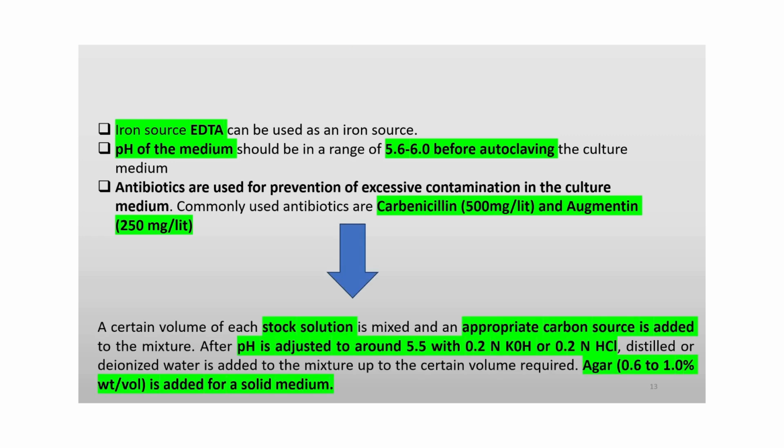And next, a certain volume of each stock solution is mixed and an appropriate carbon source is added to the mixture. After the pH is adjusted to around 5.5 with 0.2 normal potassium hydroxide or 0.2 normal HCl, distilled or deionized water is added to the mixture up to the certain volume required. Agar, usually 0.6 to 1% weight by volume, is added for a solid medium.